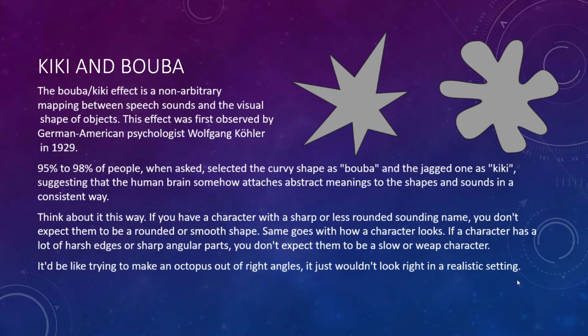Can't move. Cool. So, think about it this way. 98% of people basically said the same thing, that the round shaped one is Booba and the sharp shaped one is Kiki, right? So if you have a character with a sharp or less rounded sounding name, you don't expect them to be rounded or smoother shaped. It's like Kirby. Kirby's a nice round name. If Kirby was called Captain Falcon, it really wouldn't work.